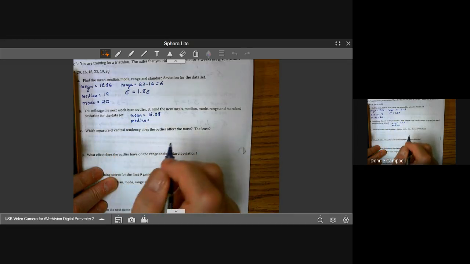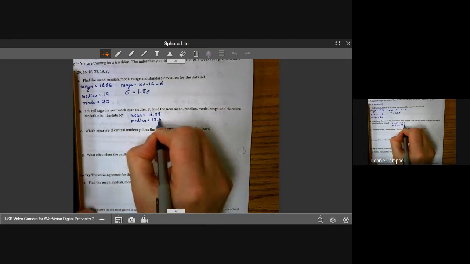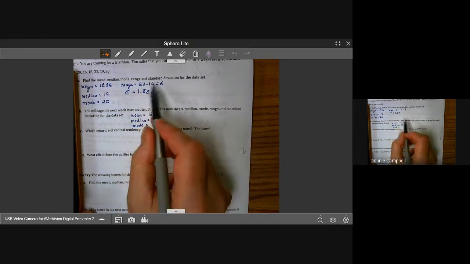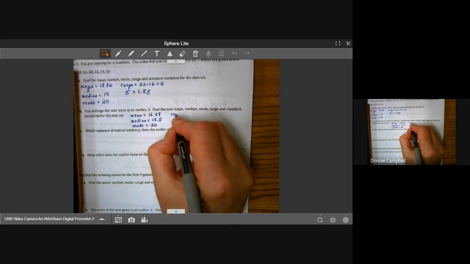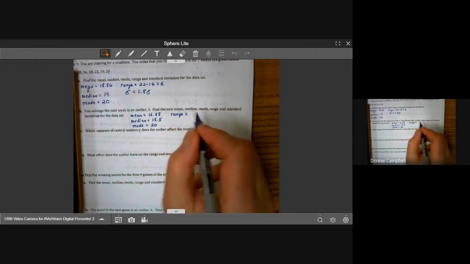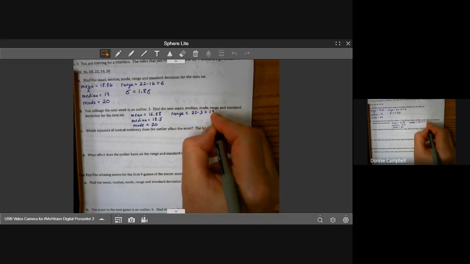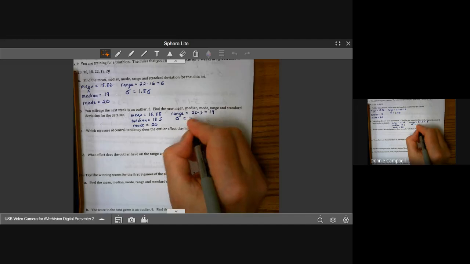My median, my middle number, when I arrow down, is 18.5. My mode, that doesn't change because I put in the outlier 3, so it's still 20. My range is going to change, isn't it? Because it's going to be the biggest number, which is 22, minus the smallest number, which is 3. So it changes drastically to 19. As I look, my standard deviation, as I go to my calculator, is 5.53.